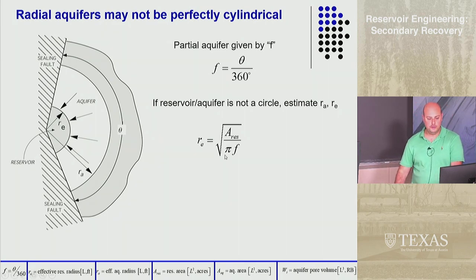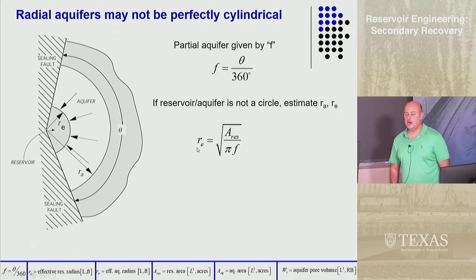You can imagine that the area of a circle is pi r squared. So what we're going to do is, we're generally not given the radius of our aquifer or reservoir. We're usually given the area.